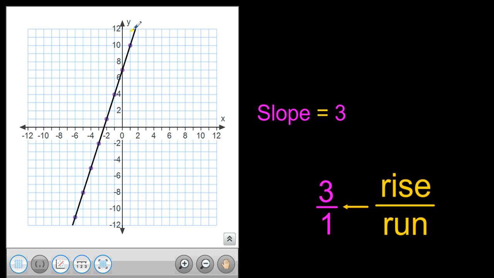Then all you have to do is add that little arrowhead to the end of your line, and you've just graphed a line when given a point and the slope.